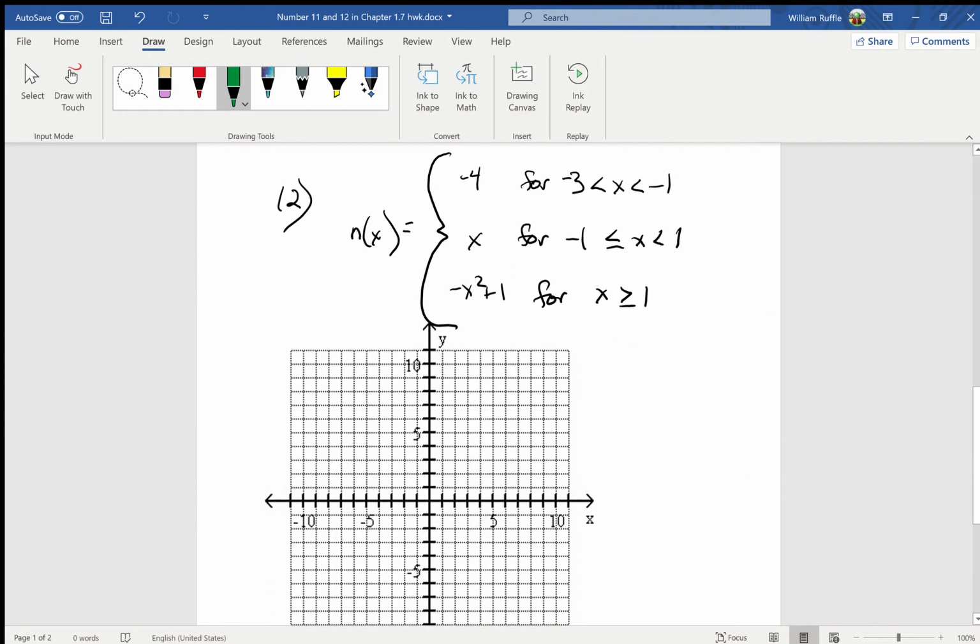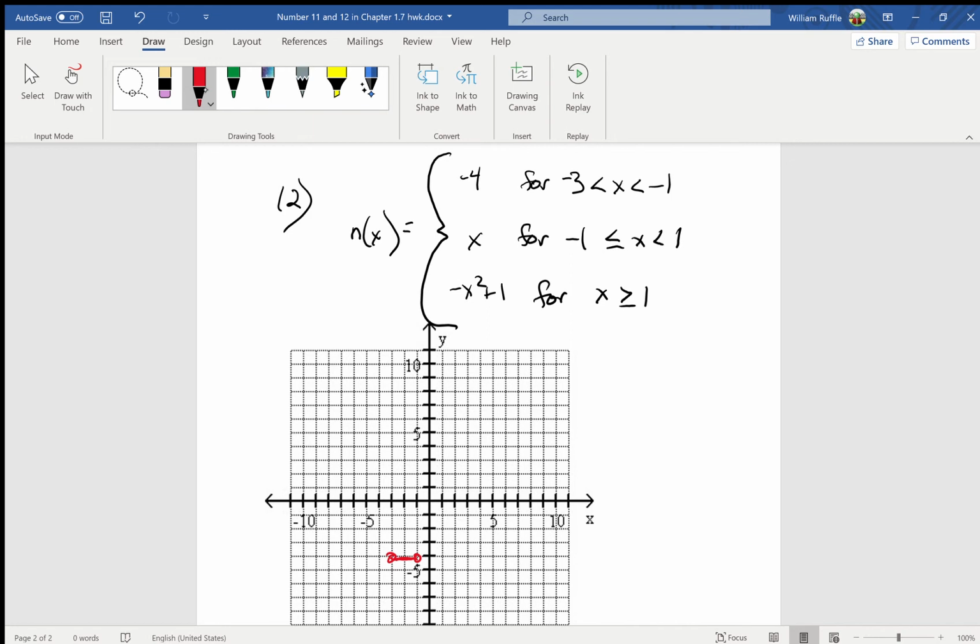This is a three-part piecewise function. The first part is pretty easy. It's negative 4, so that's just a horizontal line at negative 4 between negative 3 and negative 1. But notice both are less than, so we have to have two open circles. So here's negative 3, there's negative 4. And then I go down to negative 1. That's another open circle, so I just draw my line connecting them, from negative 3 to negative 1.